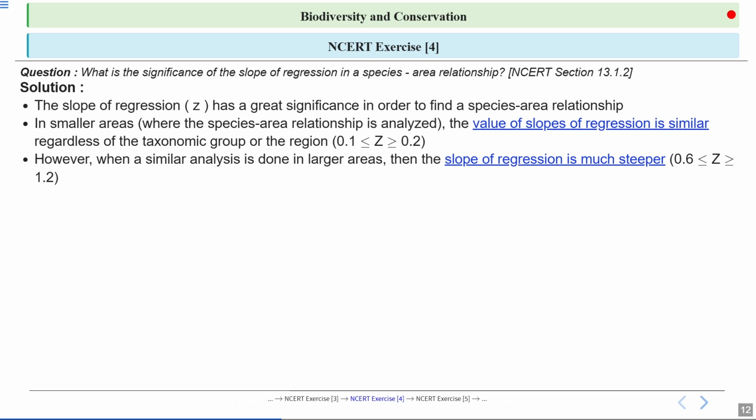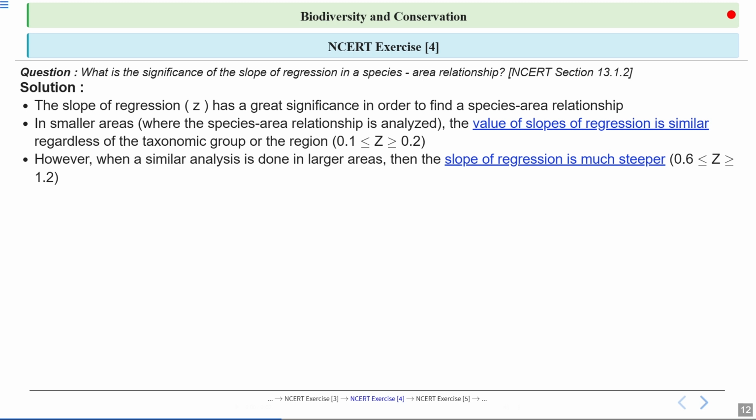Now, when analyzing larger areas, the relationship between the variables becomes stronger as indicated by a steeper regression slope. This suggests that the pattern observed in smaller areas is more pronounced and consistent when considering broader regions, with the effect being significant across a range of values from 0.6 to 1.2. Okay?